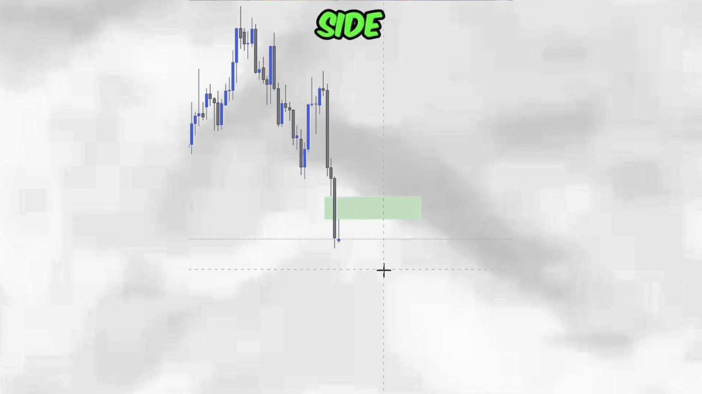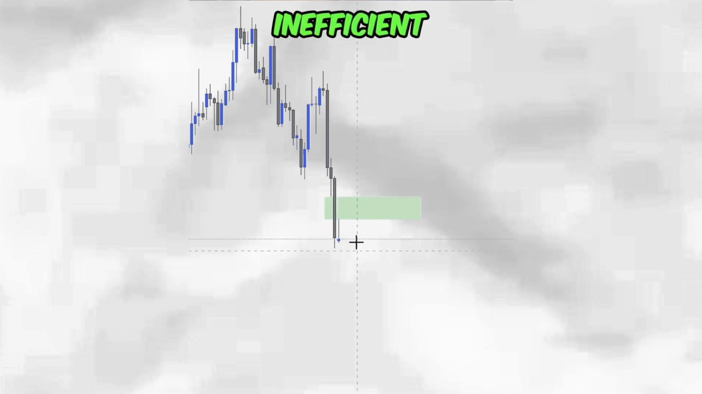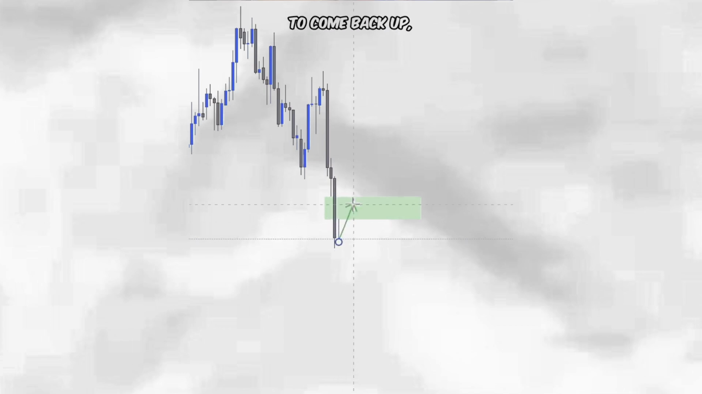Why is that sell side imbalance, buy side inefficiency? Because we only had sellers in this imbalance and it's inefficient to buyers. So buyers need to come back up, rebalance into that price action and drop lower. I'm not considering price coming back up to this one yet, because we're going to have this one in mind first.